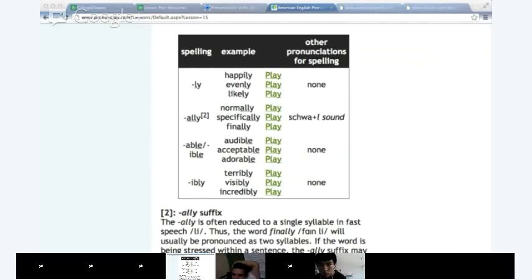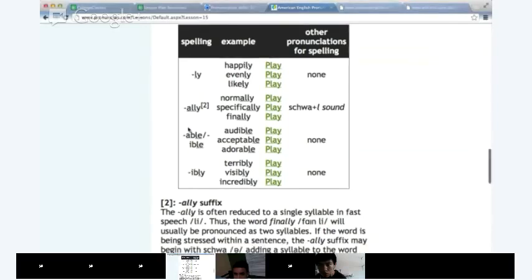Visibly. Visibly. Visibly. Hey, Sela. Oh, okay, I see what you're saying now. I thought you were leaving. So, incredibly. Incredibly. Okay, so good. Let's continue on here.